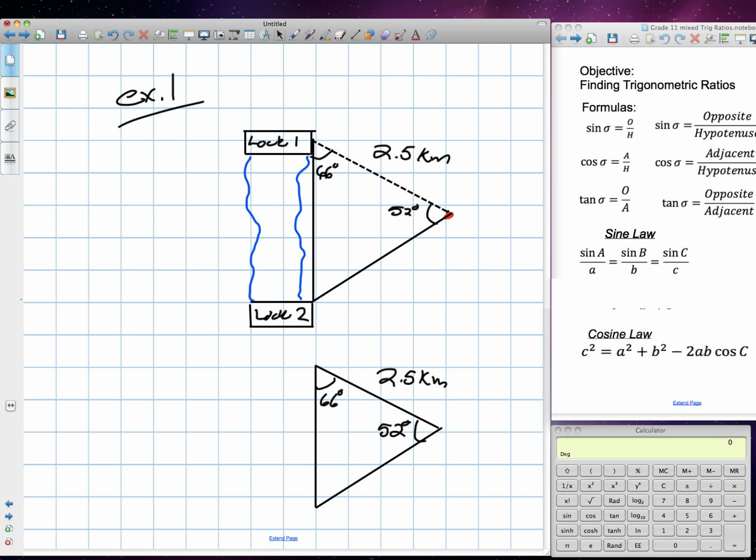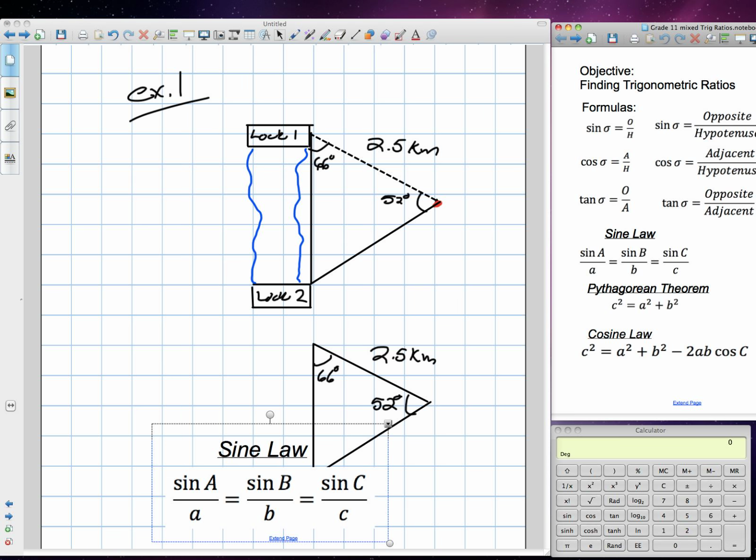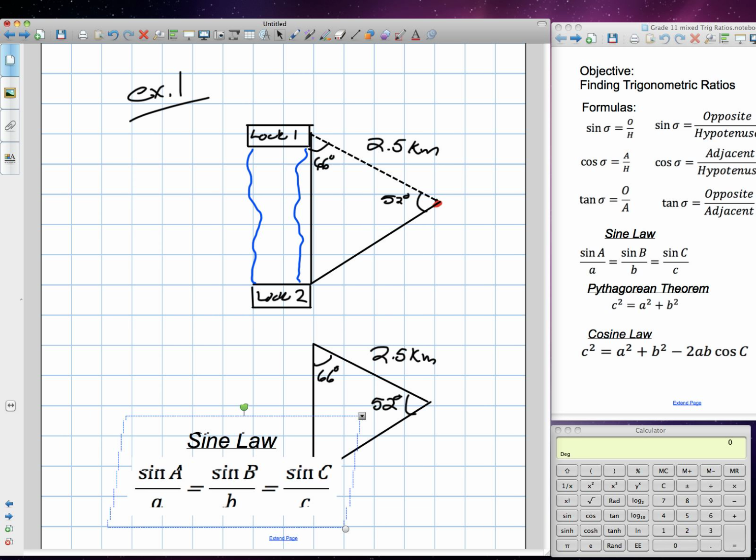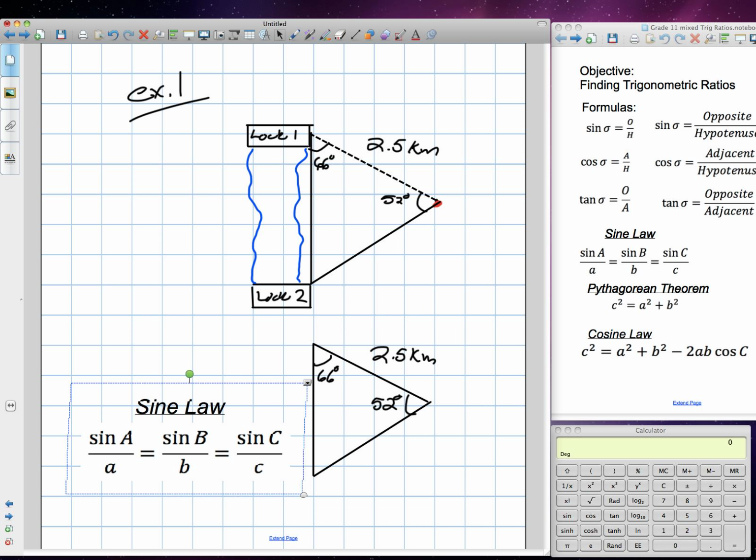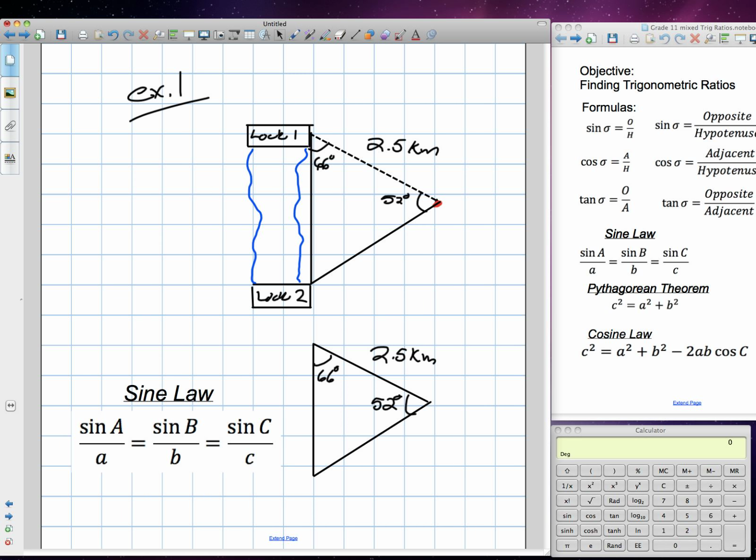Now, what's important for sine law? This is very important, so I want you guys to pay attention to this part. In order to use this, you need to have a complete ratio. Think of each of these as a ratio. It's a fraction or a ratio. You need to have one complete set in order to solve for missing sides and angles. So I need to either have angle A and side A, or angle B and side B, or angle C and side C. If I don't have a complete ratio, I'm not going to be able to set these up to solve. So let's put this together.